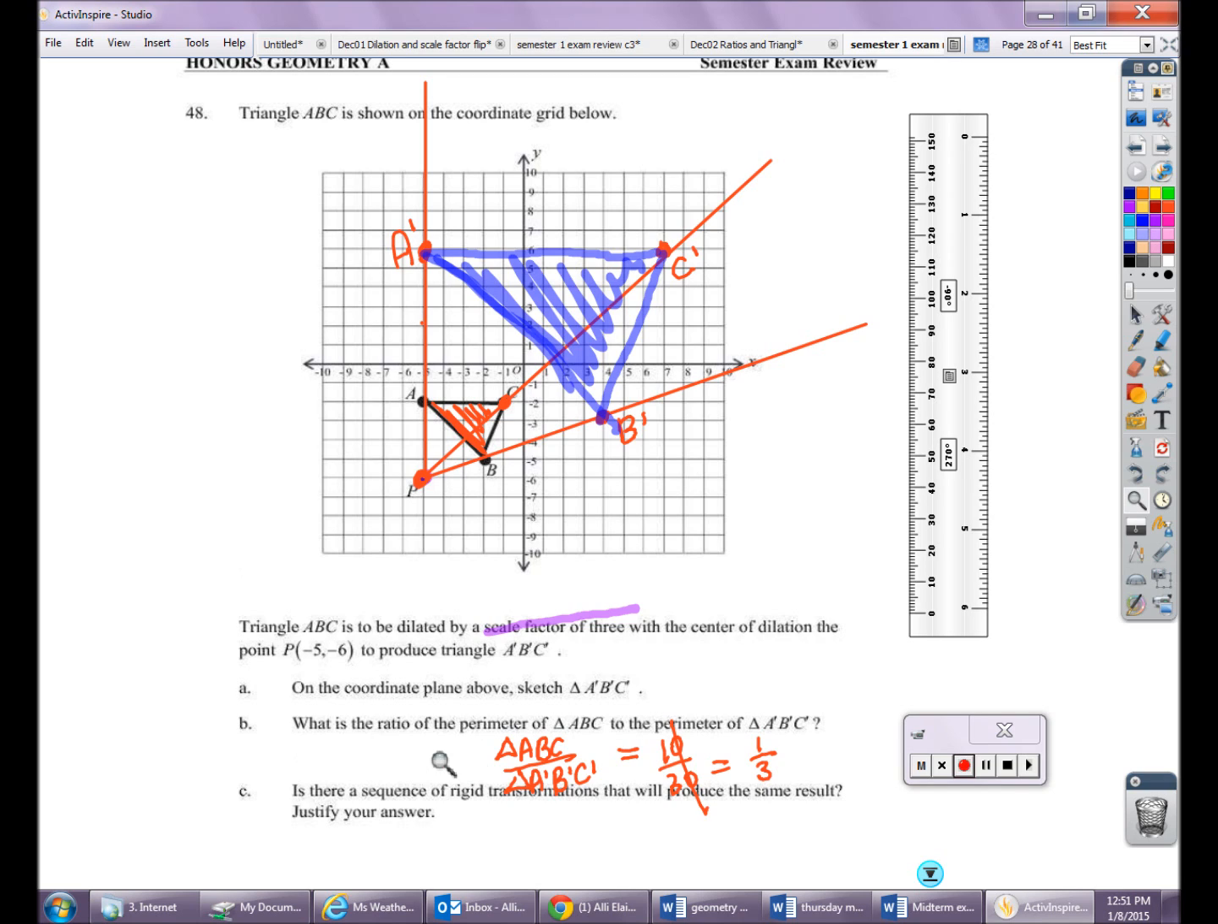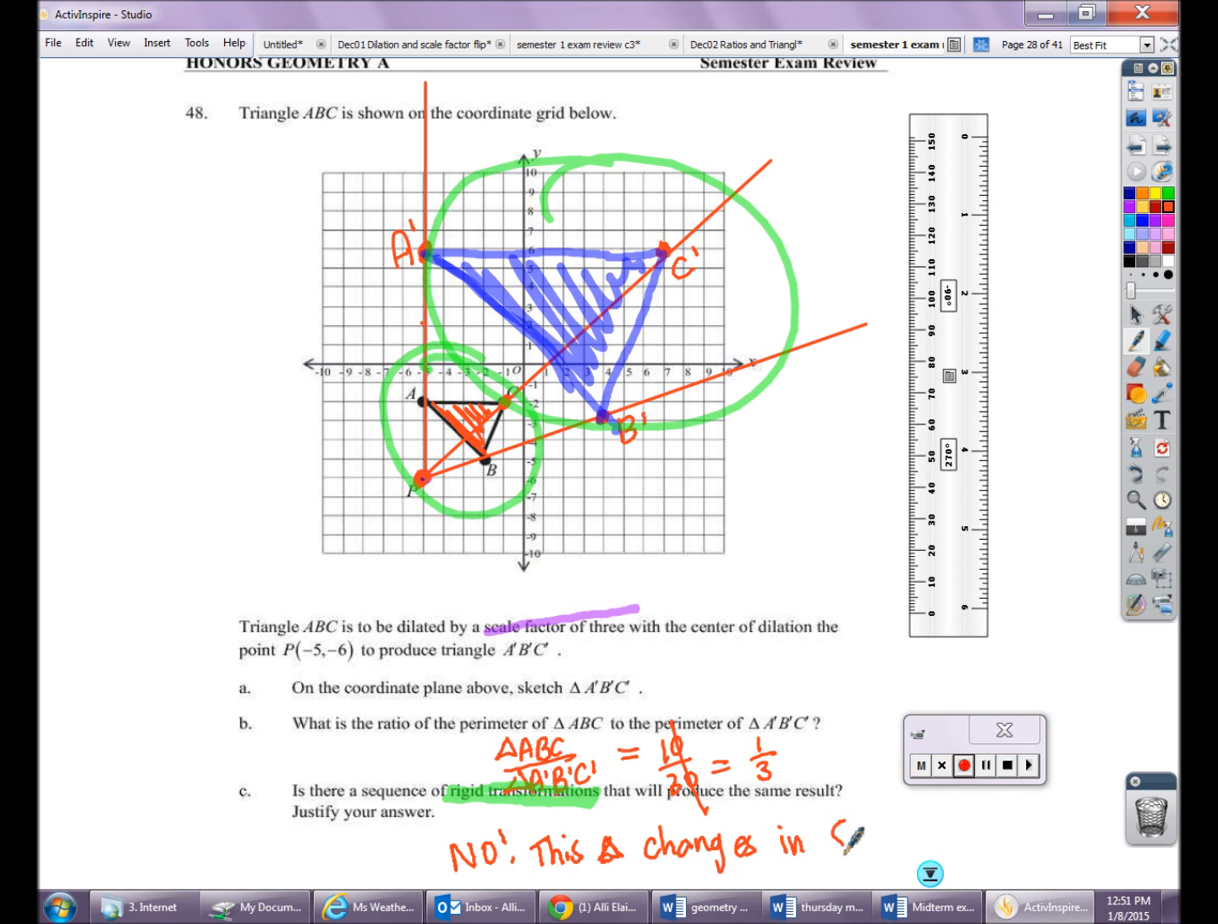Is there a sequence of rigid transformations that will produce the same result? So in order to answer this question, you got to know what rigid transformations are. Those are reflections, rotations, translations. They do not change in shape or size. But you can see that this triangle and this triangle definitely changes in size. So the answer is no. This triangle changes in size.